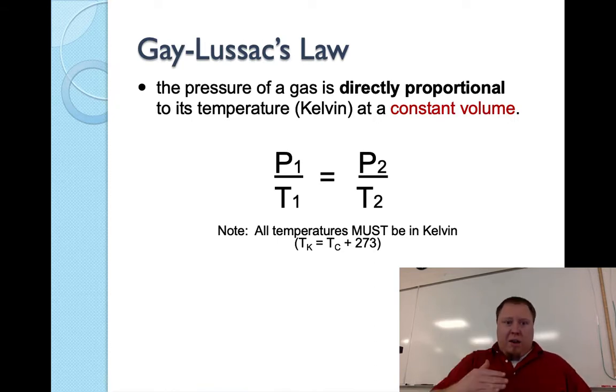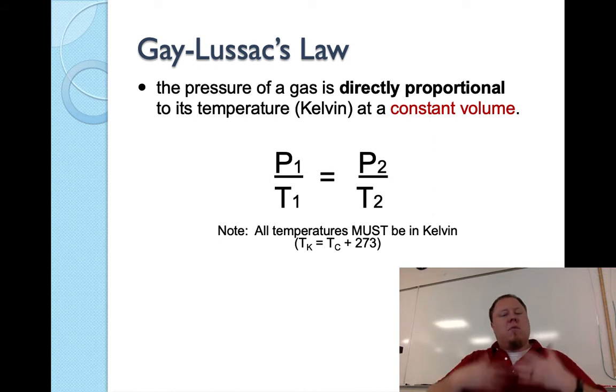Now, mathematically, the formula is this. P1 divided by T1 equals P2 divided by T2. So this one's slightly different from the last one. They're dividing instead of multiplying. Again, 1 and 2 stand for what you start with versus what you end with. P is pressure, T is temperature. Now, the temperature has to be in Kelvin. It has to be. So how do you convert to Kelvin?